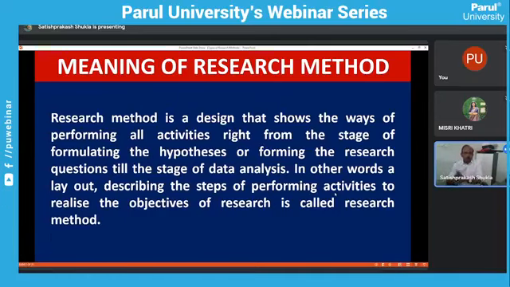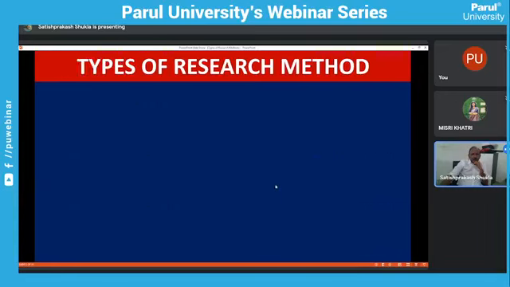The research method is a part of the entire research process, and starts with the formulation of hypothesis or forming the research question, and ends with the analysis of the data. Now, on the basis of this definition, if we want to categorize the types of research method, then it can be categorized in this way.